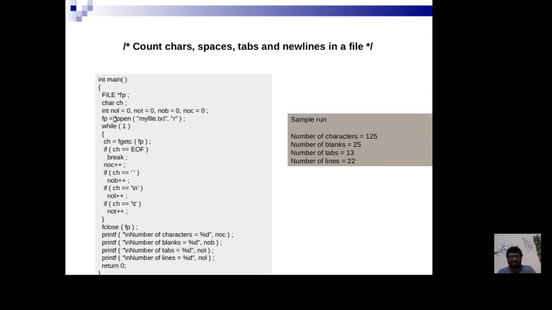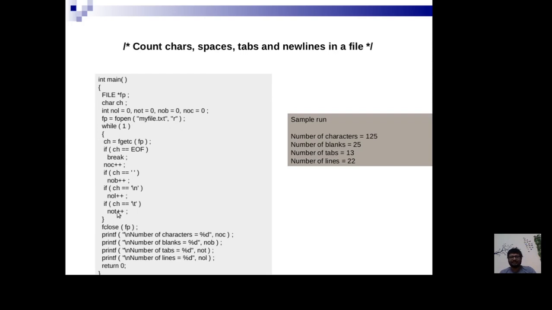So the first step is the declarations. You declare a file pointer, a character variable, and then some counters where you will store the number of lines, number of tabs, number of blanks, and number of characters. They are all initialized to 0. Then you open a file in read mode and assign the file pointer to fp.